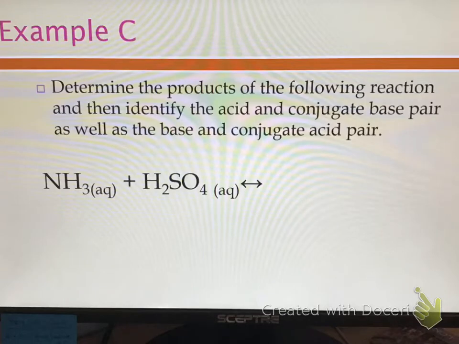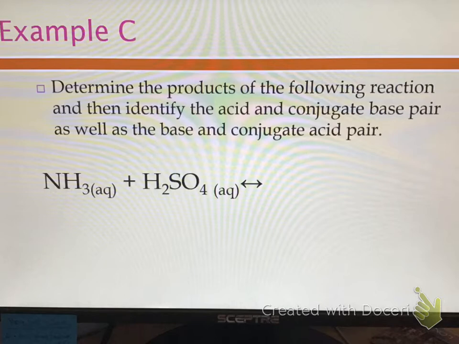Hey team, so example C, we're going to actually predict the products. And you do actually have the skills to do this. It's kind of exciting. So I look at NH3 and H2SO4. All right, so this is actually the reason I teach you the Arrhenius definition, because it'll help you figure out what's going to happen. So NH3 and H2SO4, which one has a hydrogen it can give away?